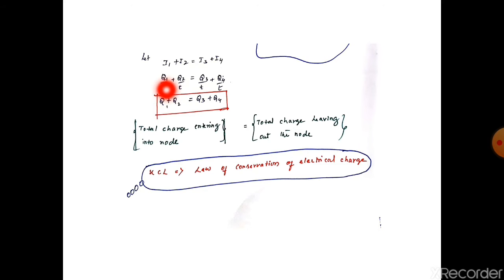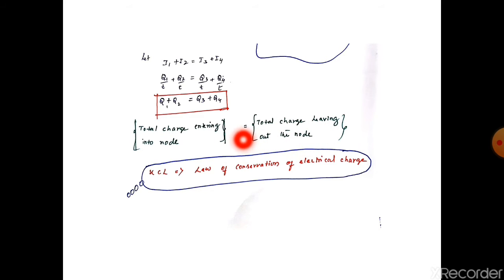We can take I is equal to Q by T. I1 is equal to Q1 by T, I2 is equal to Q2 by T, I3 as Q3 by T, and I4 as Q4 by T. Therefore I1 plus I2 is equal to I3 plus I4, and that equation we can write as Q1 plus Q2 is equal to Q3 plus Q4. So what is Q1 plus Q2? Total charge entering into the node is equal to the total charge leaving out of the node.